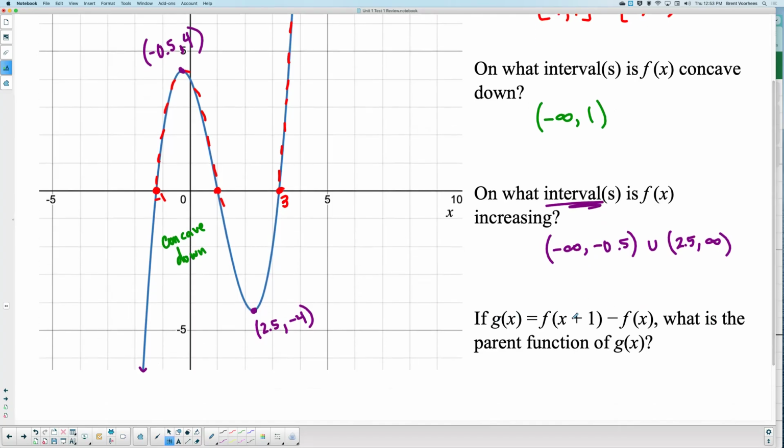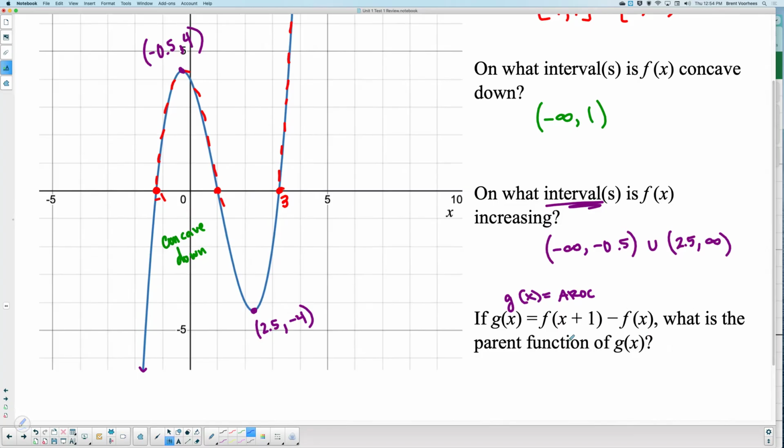Finally, if g of x equals this, what is it saying? If g of x is equal to the a rock, what is the parent function of g of x? So look at this function. What type of function is this? It is odd. What's the simplest odd that has 3 zeros? I should have put that. If all the zeros are shown, this would be cubic.